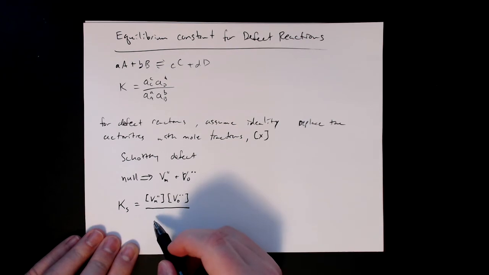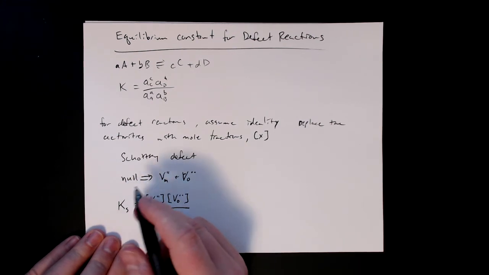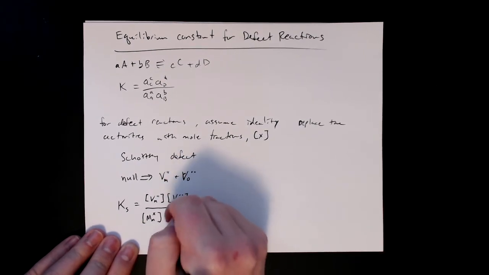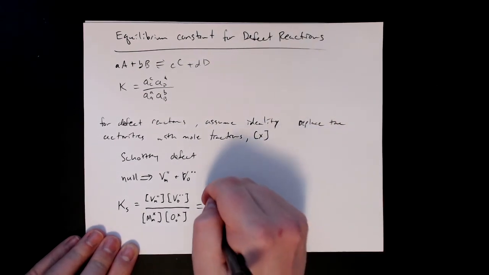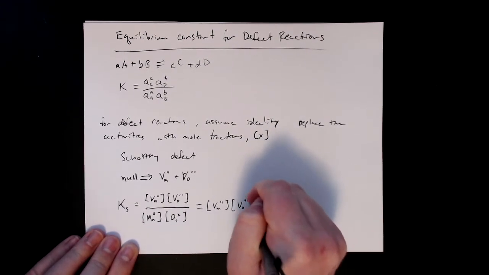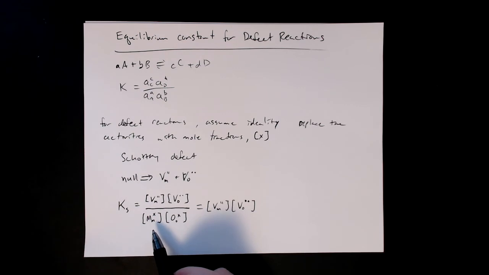And then on the bottom side, again, keep in mind that on this side, null means everything is in its proper place. So we can write that as metal in metal site, and then oxygen in oxygen site. So in effect, this is going to be just equal to the top. Right? Because in this case, the mole fractions of this, if we write this out, this is the number of metal ions divided by the number of metal ions plus the vacancies.